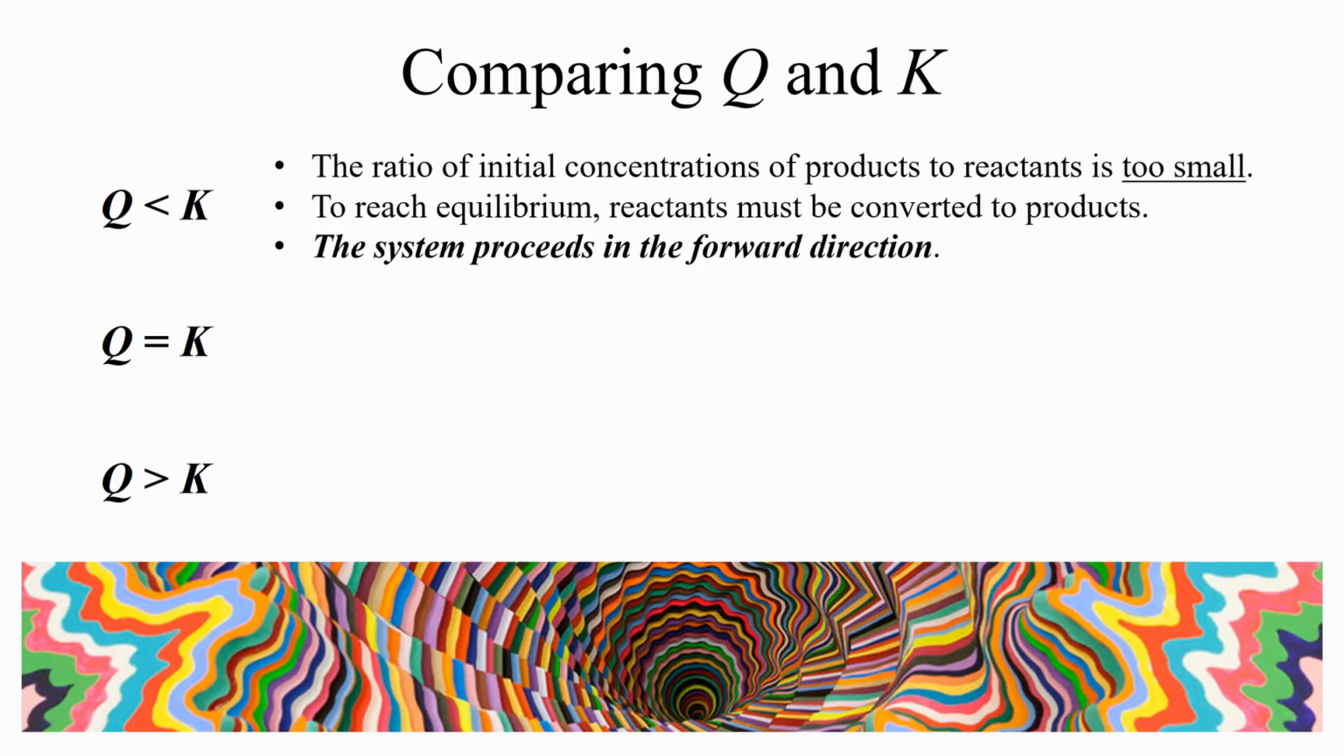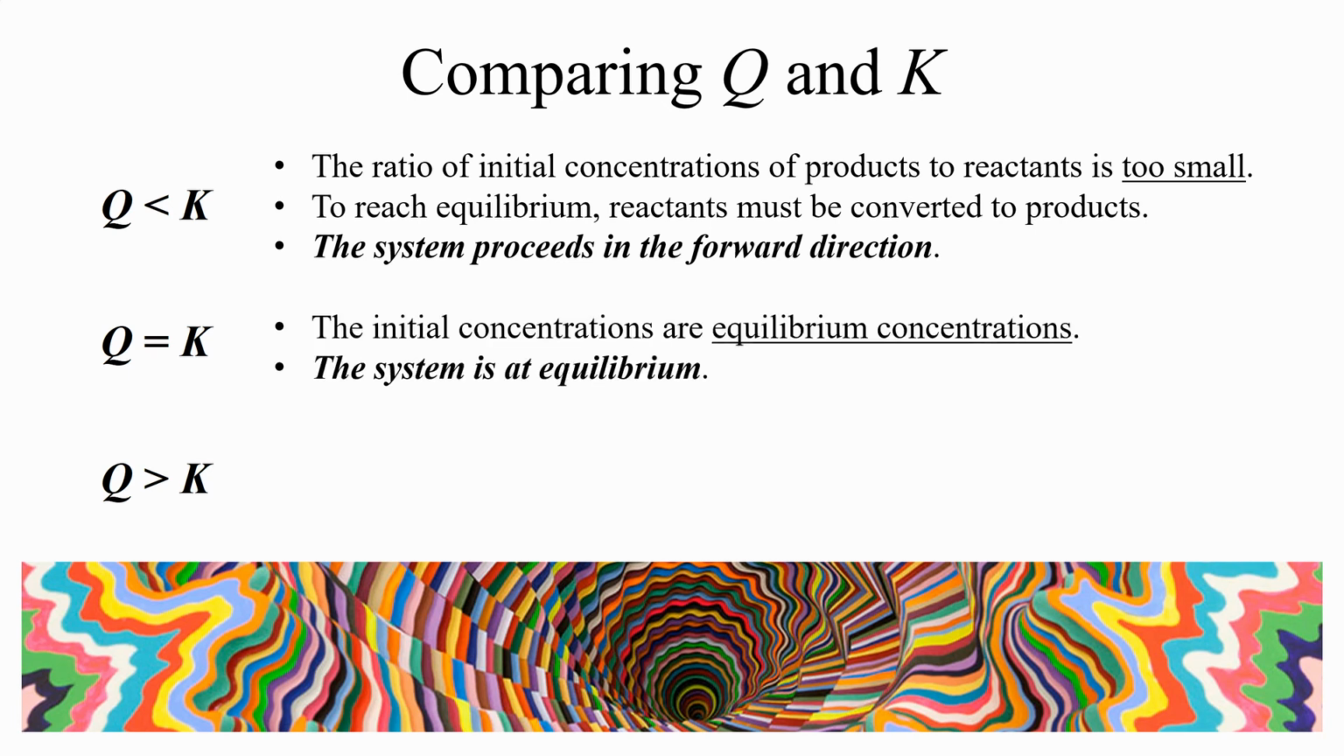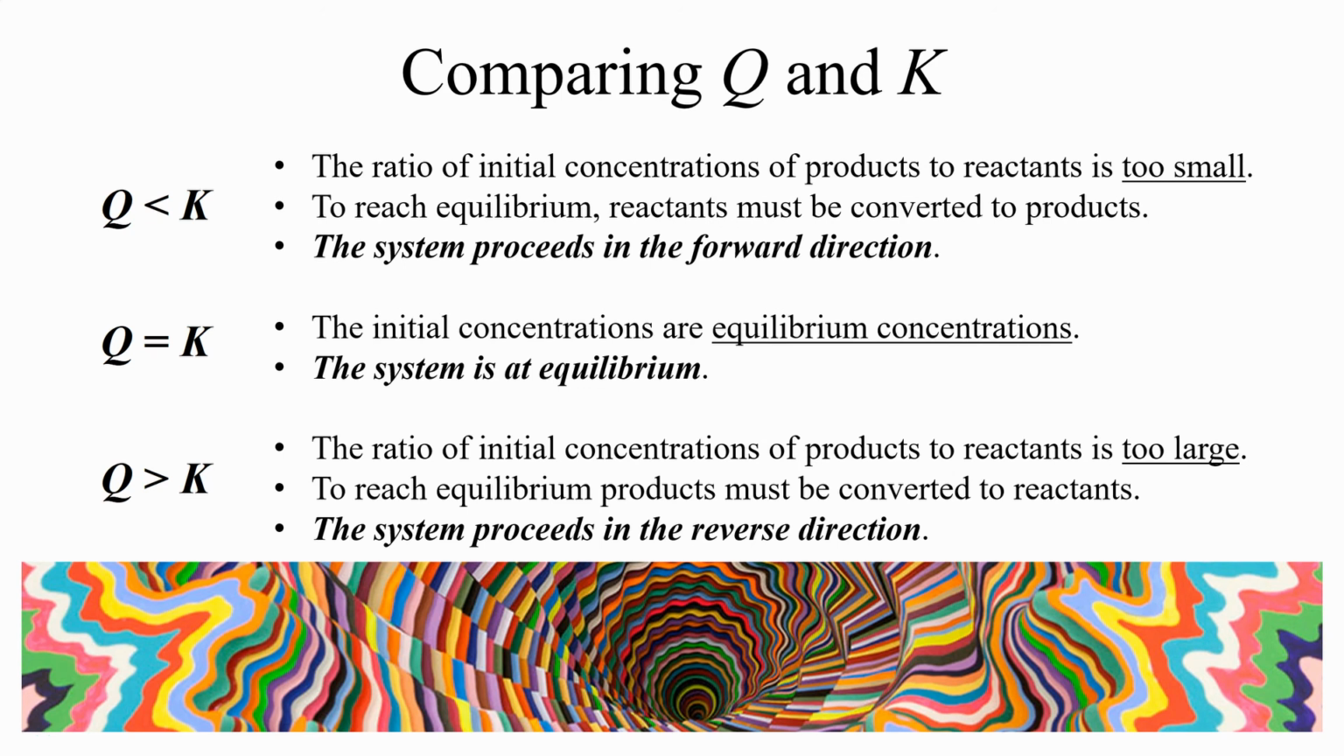So if Q is less than K, the system proceeds in the forward direction in order to make up for the lack of product. If under these conditions Q is equal to K, that means the system is already at equilibrium and nothing's going to happen. It will proceed in its dynamic equilibrium where the forward rate equals the reverse rate. And if Q is greater than K, that means there's too much product. And in order to reach equilibrium and equal that equilibrium constant K, the system is going to proceed in the reverse direction.